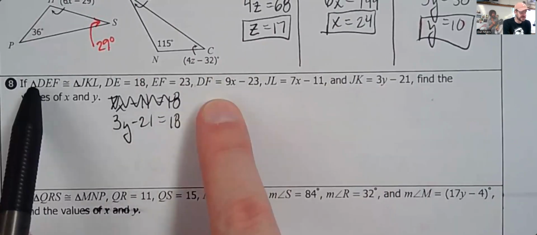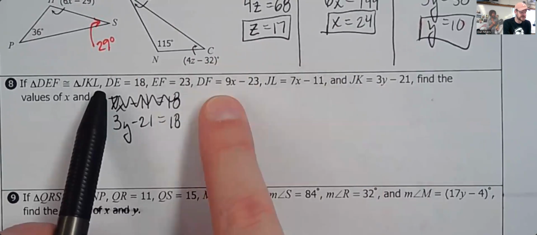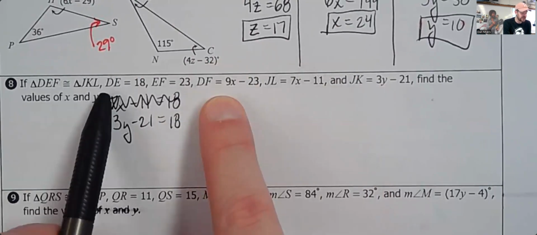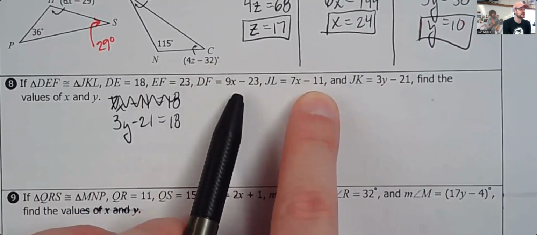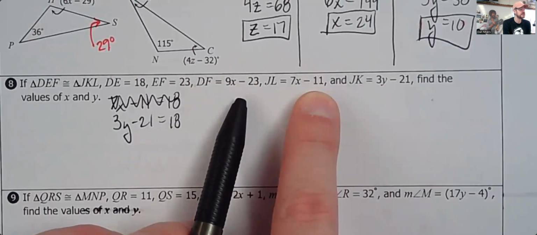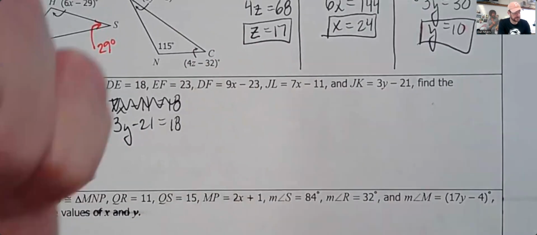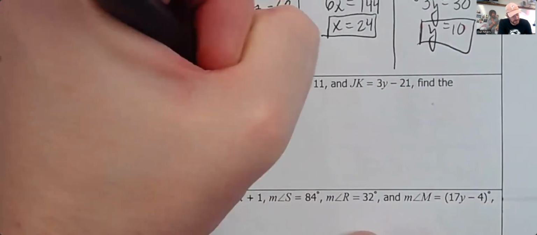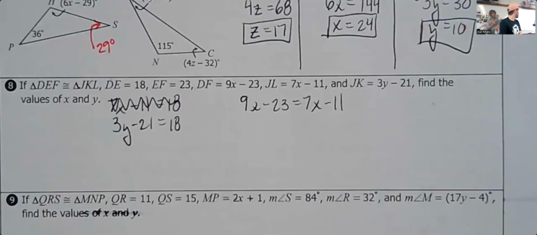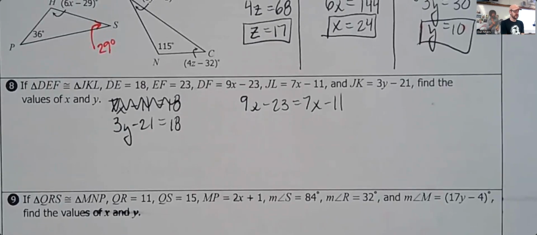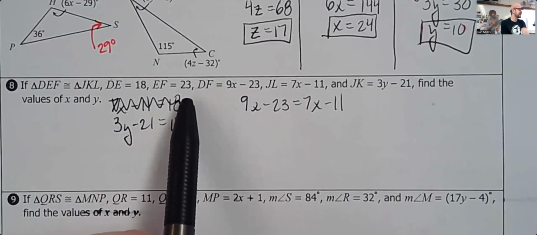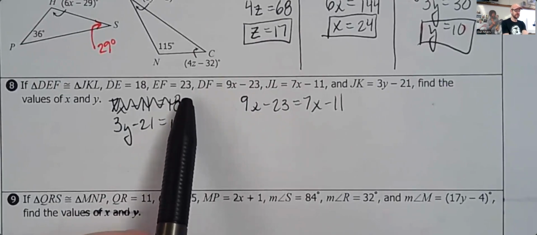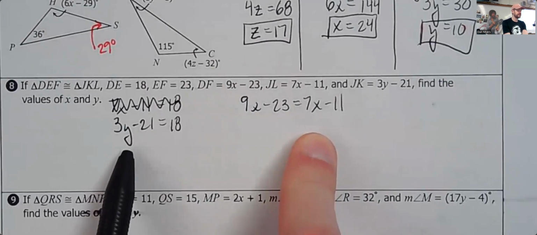However, DF from D to F matches from K to L. DF is here. Or sorry, J to L. DF matches with JL. DF and JL are both right here. So those are equal to each other. So let's set those equal to each other to solve for x. So 9x minus 23 equals 7x minus 11. So you can figure out what parts to match up based on what you're given. So we're not actually using this 23. The EF equals 23 didn't end up being useful, and that's okay, because we're still able to figure out everything we need with the other stuff.